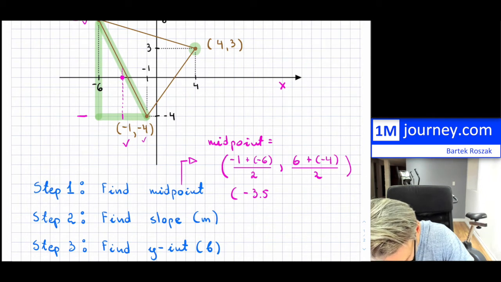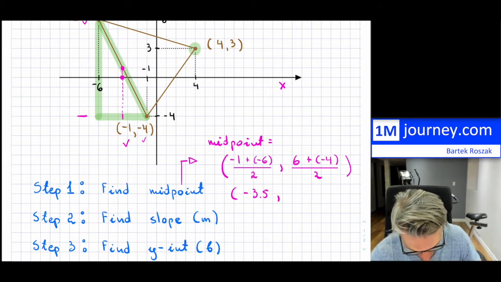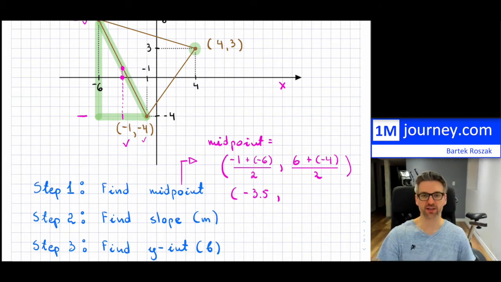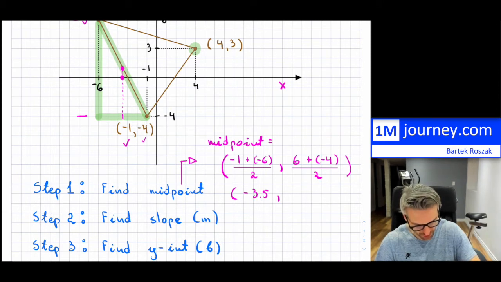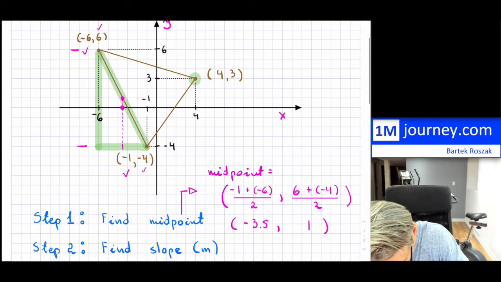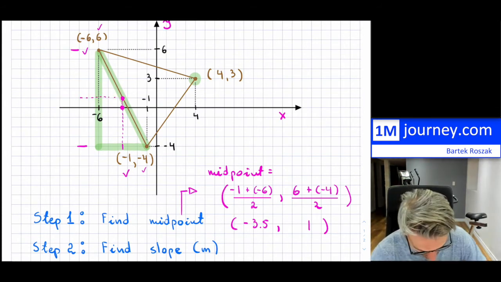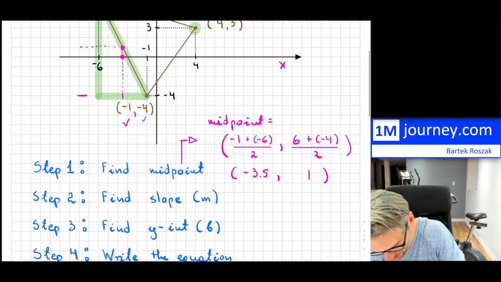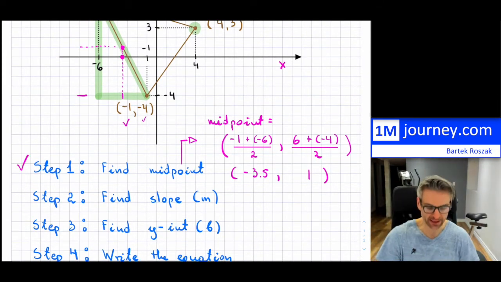So that's my x value, and that's going to be my midpoint. And then my y, which is 6 plus -4, which is just 2, and then over 2, that's just 1. As you can see, that's exactly where that is, this point right here. So that's my midpoint. Step 1 is completed. That's not a big deal.